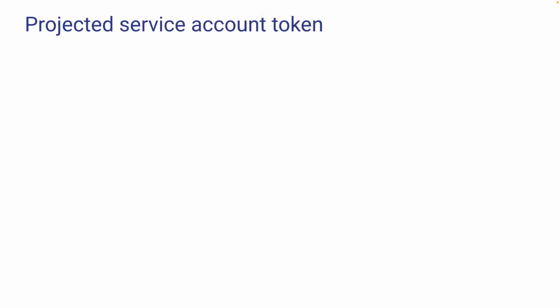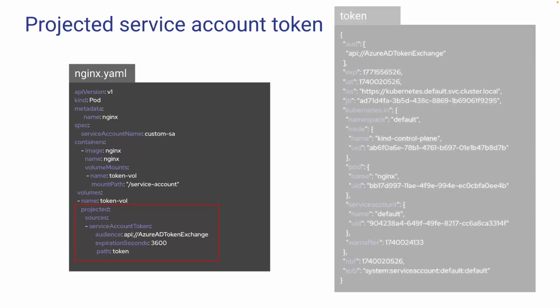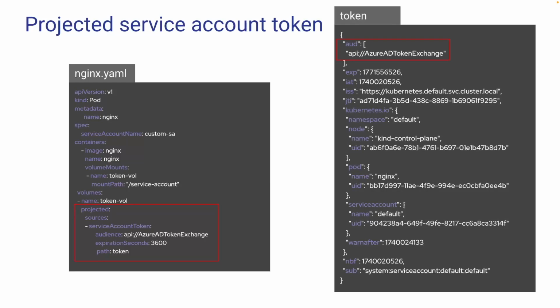Projected service account tokens. By default, when a service account is assigned to a pod, the audience field in the JWT token is set to the Kubernetes server's address. That means the token can only be used to authenticate and interact with the Kubernetes API server. However, Kubernetes provides a technique called projected service account tokens, which allows us to specify a custom audience field. By using a projected volume, we can request a token with a specific audience field. This enables us to use the token for authentication with other services inside the cluster or even external protected resources.